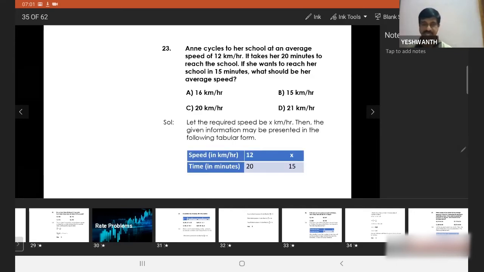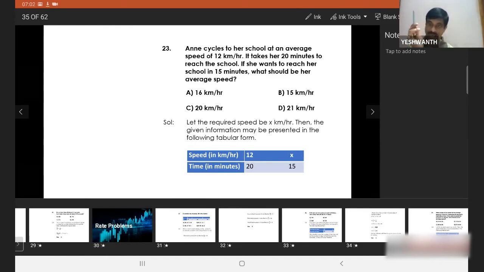Speed, first we have taken speed, and next we are taking time. 12 kilometers per hour, it is 20, and x kilometers per hour, it is 15. You look at this, speed increases, time decreases. So they are inversely proportional or not. Directly proportional means speed increases, time also increases, like that. But it is not that case.